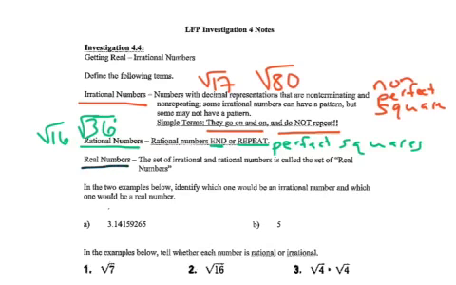We also talk about real numbers, and they're just the set of all irrational and rational numbers. So in this example down here, I'm going to change the directions a bit. It says, in the two examples below, identify which one would be an irrational number and which one would be a rational number. So, for example, A.